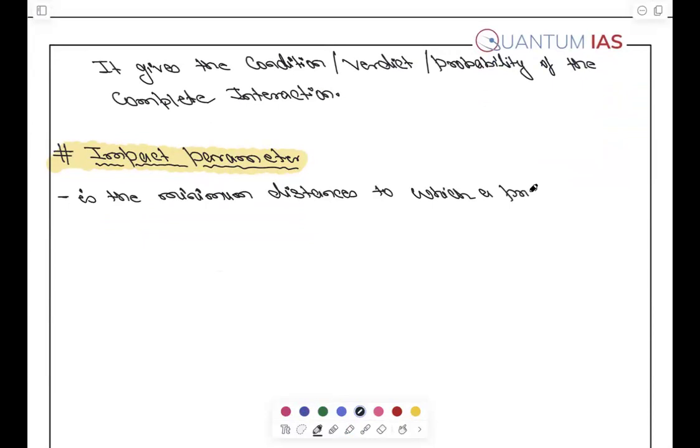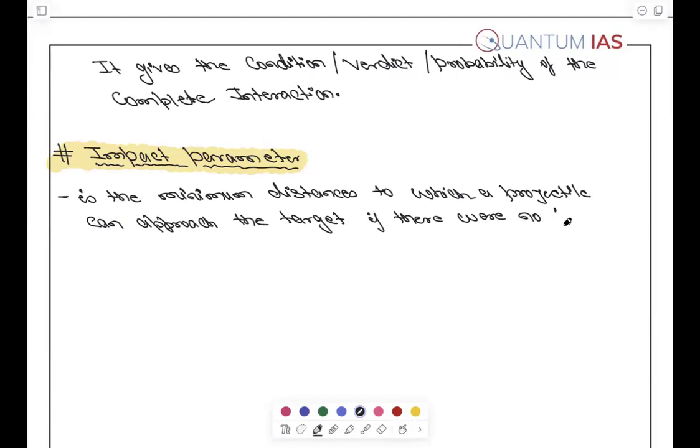To which a projectile can approach the target if there were no forces that is assumed between them.